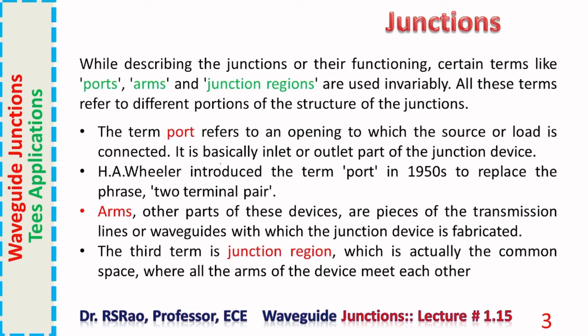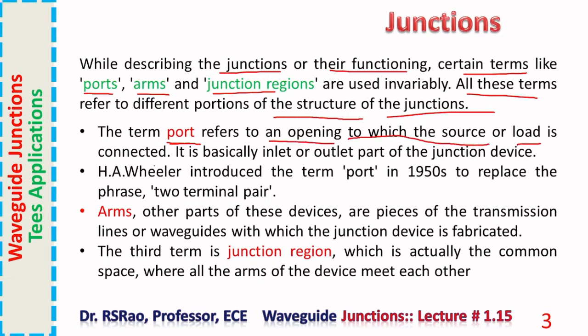While dealing with the junctions, describing their structure and their functioning, certain terms like port, arm, and junction region are used. Without using them, it is not possible either to describe or to understand. All these terms refer to different portions of the structure of the junctions. First, we consider the term port. Port refers to an opening to which the source or load is connected. Hence, it is an inlet or outlet part of the junction device.